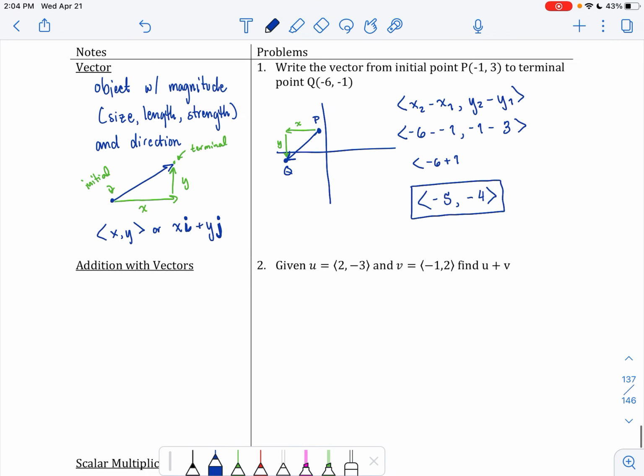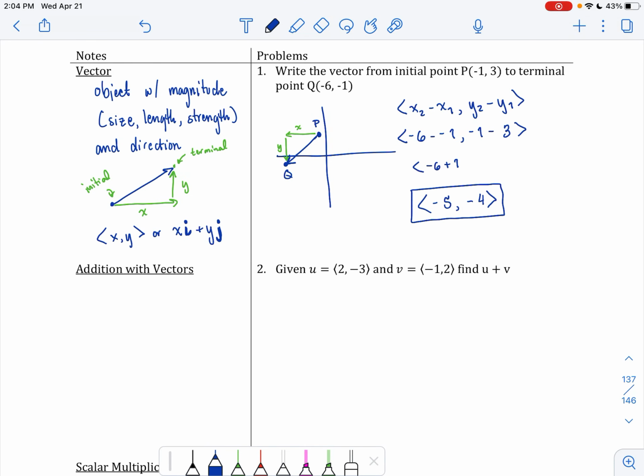Now, addition with vectors is one of those things where it's kind of nice because it works out exactly the way we feel like it should. So if I have two vectors, like here, u is <2, -3>, and v is <-1, 2>. If I want to add them together, I add their component parts. So if I say, what is the vector u plus v? Well, then it's the x value from u plus the x value from v, the y value from u plus the y value from v.